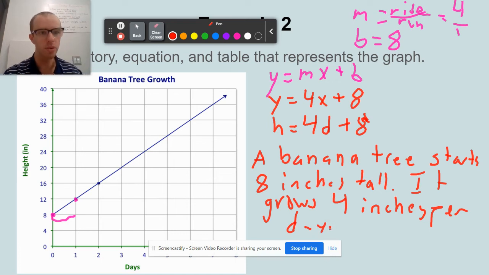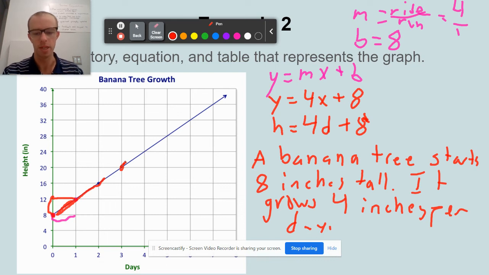All right, so we can use graphs to figure out what's going on. What story is being told here? Well, this graph is telling us a story. It's saying there's a banana tree that starts at 8 inches, and every day it goes up 4, right? So every day it's going up 4. So by day 3, it's already 20 inches tall.